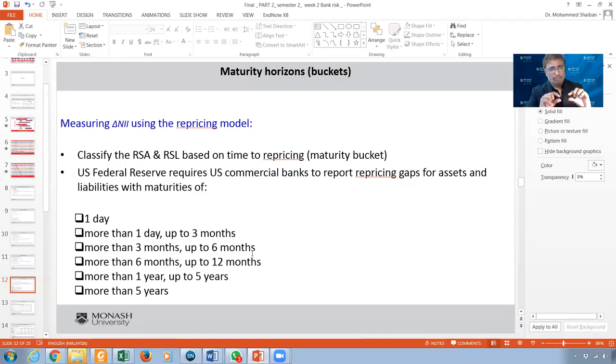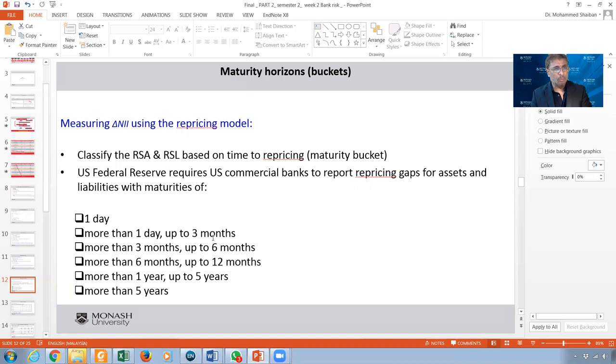For example, if you take the liabilities and the assets that mature in one day to 3 months, if they are equal and the gap is zero, there is no risk. But if the liabilities are higher than the assets and the interest rate increases, then there is a gap and there are losses. I will show you here.